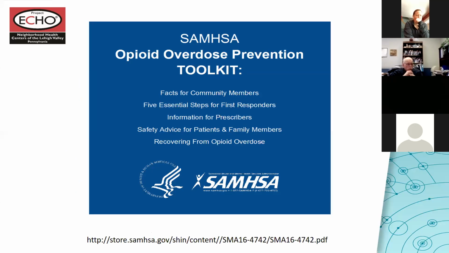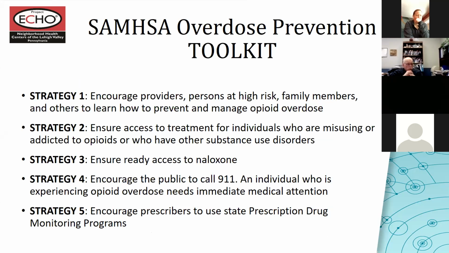Strategy 1, encourage providers, persons at high risk, family members, and others to learn how to prevent and manage opioid overdoses. That would involve primarily Narcan or Naloxone, getting that out to people, training them how to use it. But I think getting the prescription out in and of itself isn't enough. People do need to know what to do and think a little bit about their own risk situations and who's the ally that's going to help them with that. So some good education for people about how to do that.